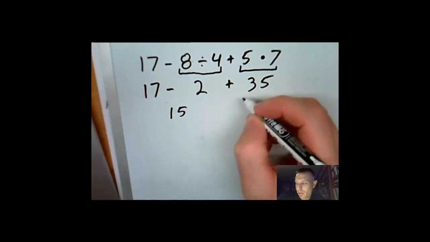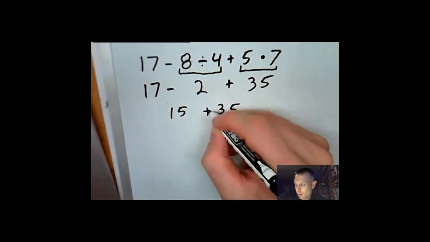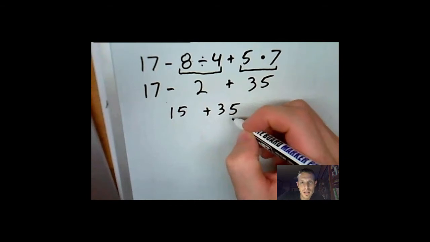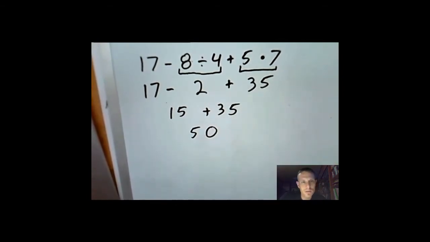And just for the sake of making this easier to read, I'm just going to bring down the addition and the 35. And now lastly, we'll do 15 plus 35. I believe that is 50. And so we have our answer.